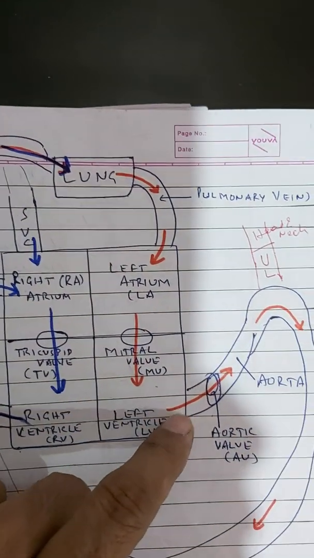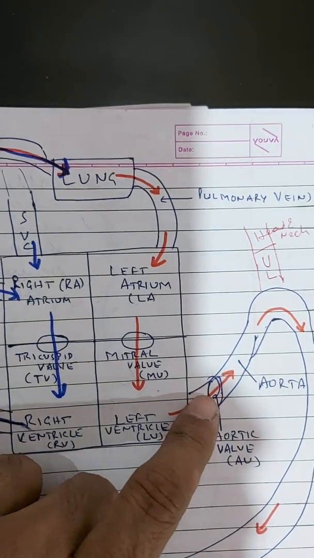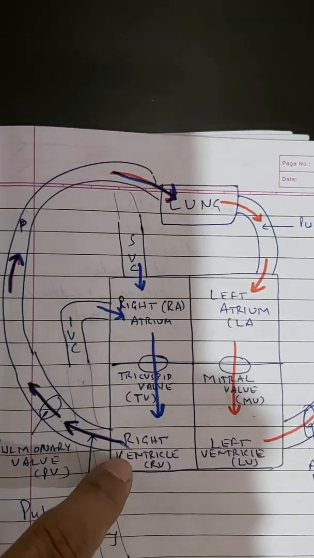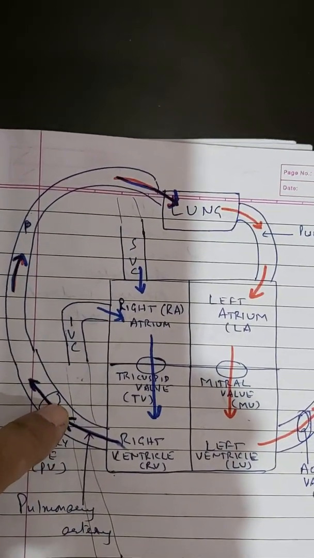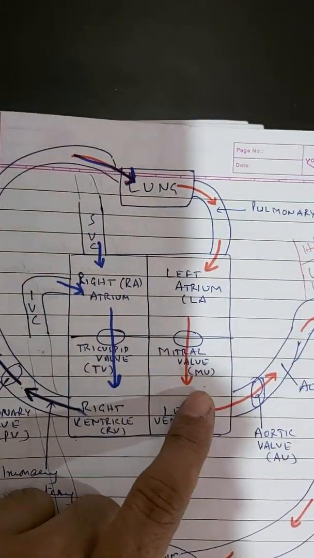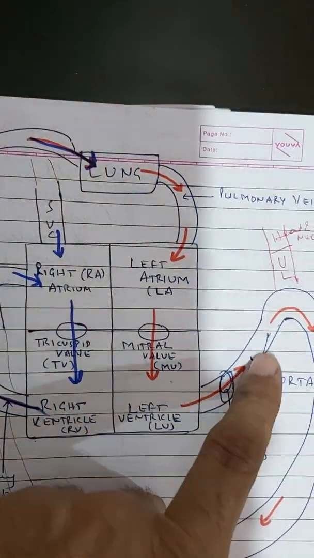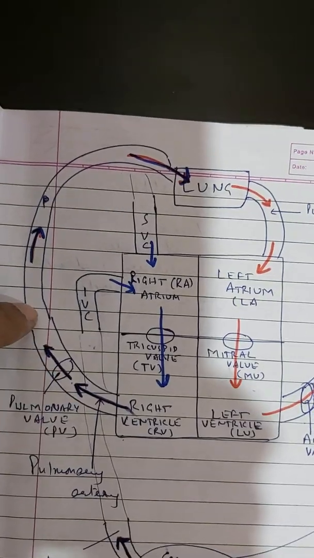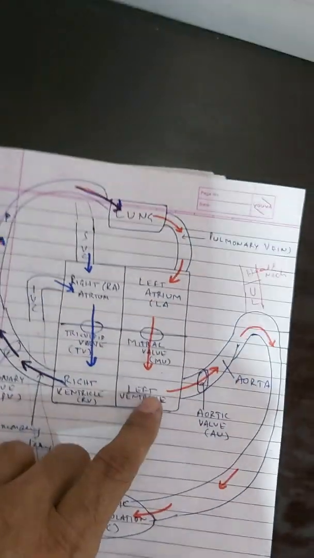From the left ventricle, blood goes to the aorta through the aortic valve, and from the right ventricle to the pulmonary artery through the pulmonary valve. Okay. What happens when the left ventricle and right ventricle contract? The blood is pumped through the aorta and to the pulmonary trunk. Okay. First, we will see the left side of the heart.